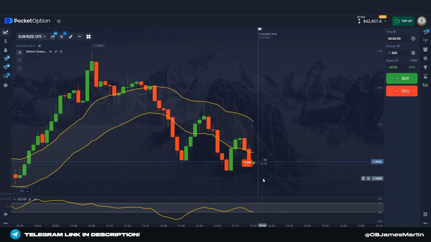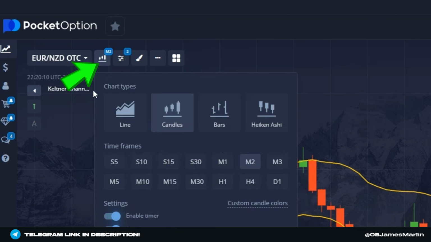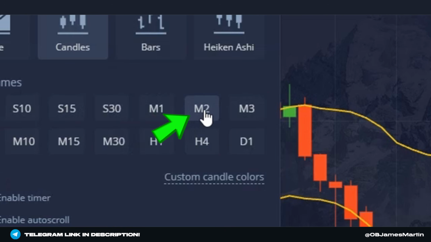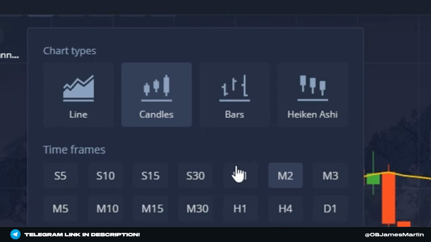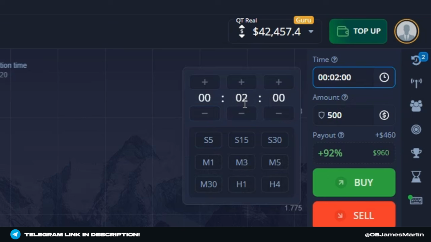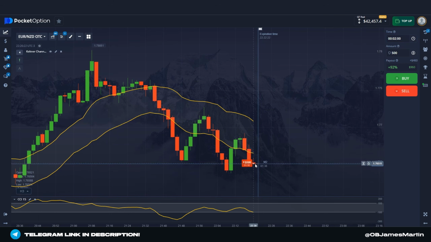So look at this and pay attention. We got our timer right here, the countdown, okay? You can use this as a base. Just go to indicators and enable timer, right? Using the M2 time frame and 2 minutes, all right? Right now, let's wait for this one. I will be back soon for the results.